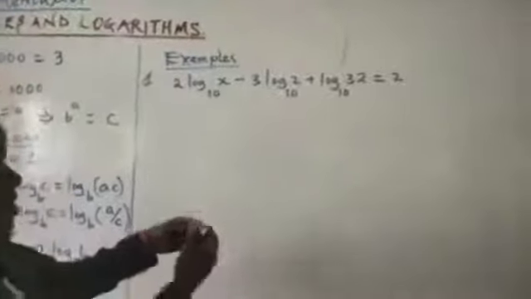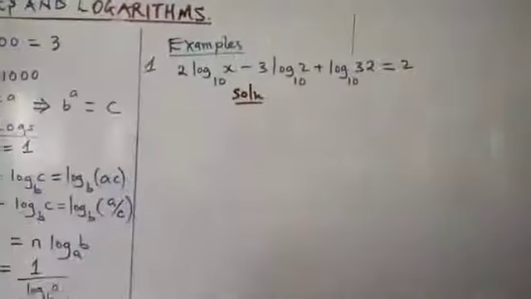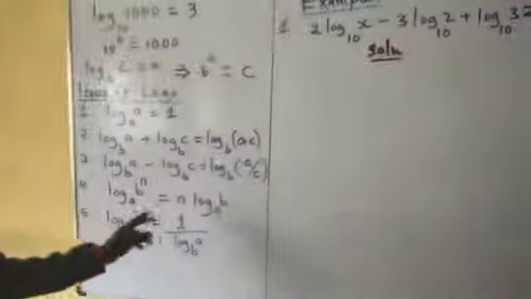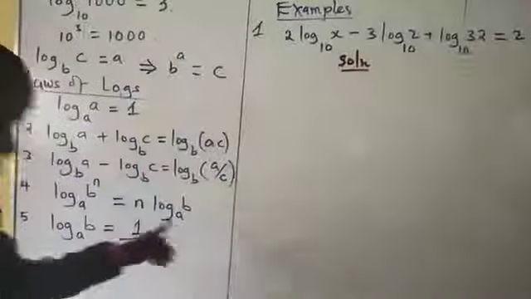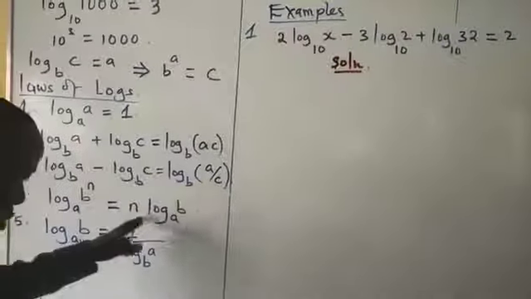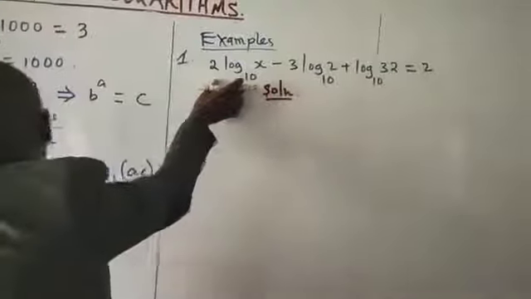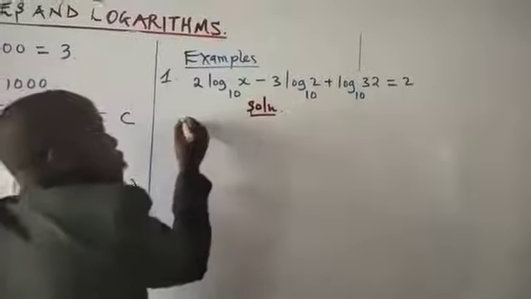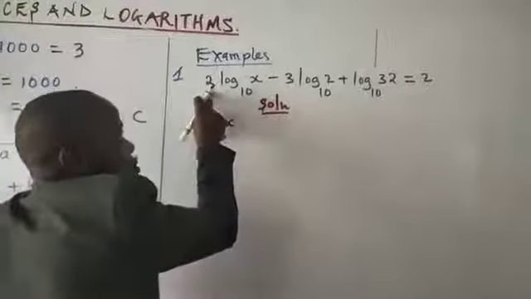Therefore, when we examine this question, we can see that we have 2 multiplied by the log of x to base 10. And according to the fourth law here, when we have a number times the logarithm of b to base a, it means that this number which has been multiplied here becomes a power of b. And therefore, following law number 4, we can change this one to log of x to base 10, but now this is a 2, so we square here.